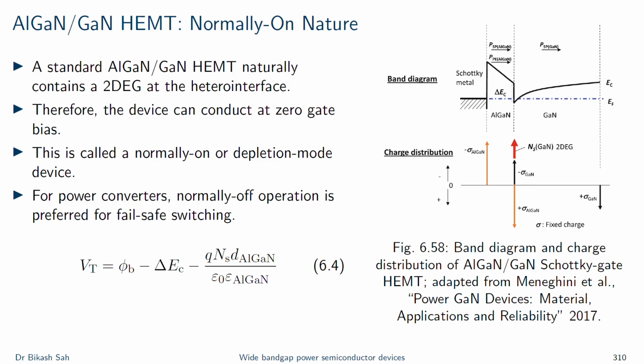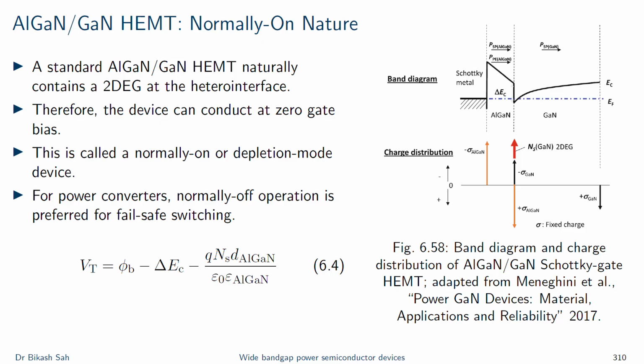A standard AlGaN/GaN HEMT contains a high density 2DEG at a zero bias state. This means that the source and the drain can be electrically connected even when the gate voltage is zero. In device terminology, this is depletion mode. For RF amplifiers, normally on operation is usually acceptable. RF amplifiers are at a very low power scale, so they have a completely different mode of operation. So in that case, it's acceptable.